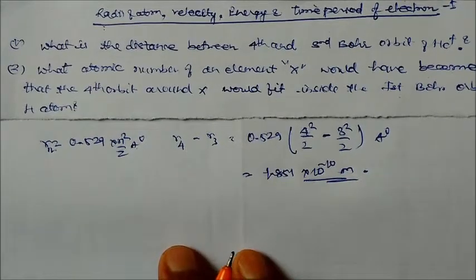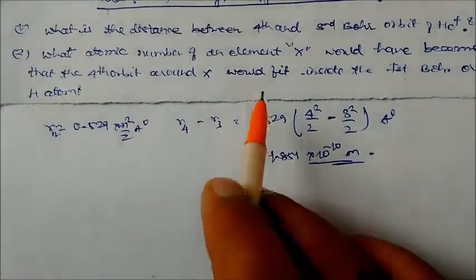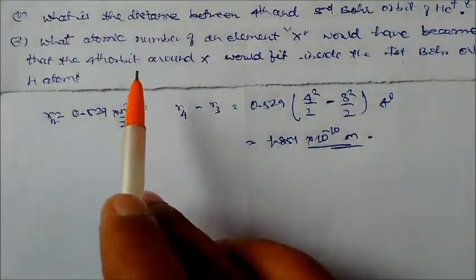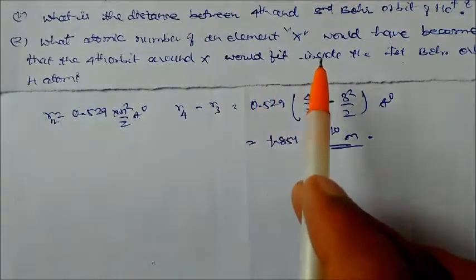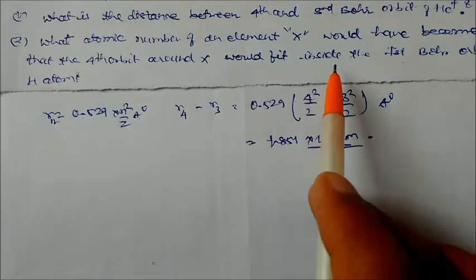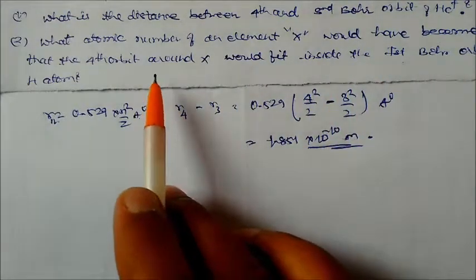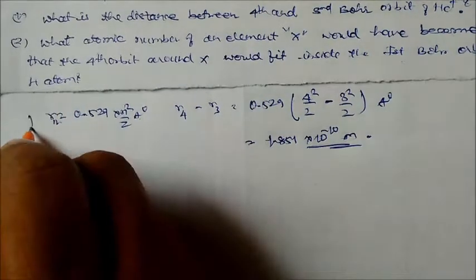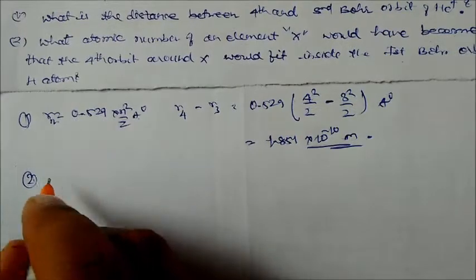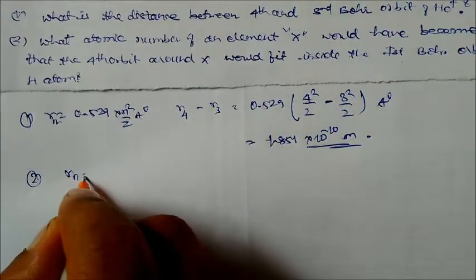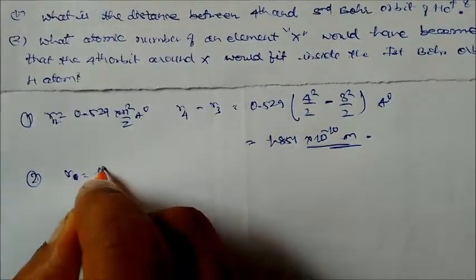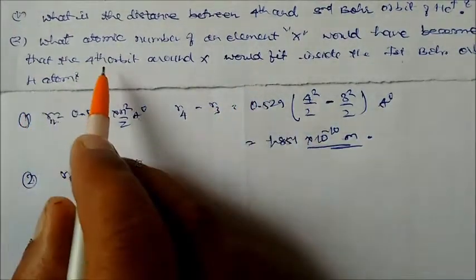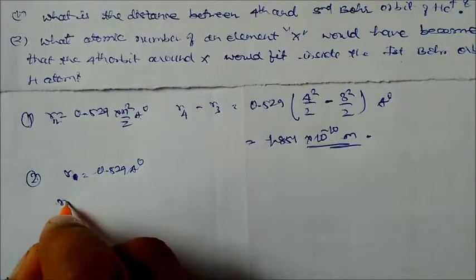Now the second question: what is the atomic number of the element X such that the fourth orbit around X would fit inside the first Bohr orbit of the hydrogen atom? This is question number 2, again the same thing. The first orbit is given here as 0.529 angstrom, and we have to find the fourth orbit, which will be r4.